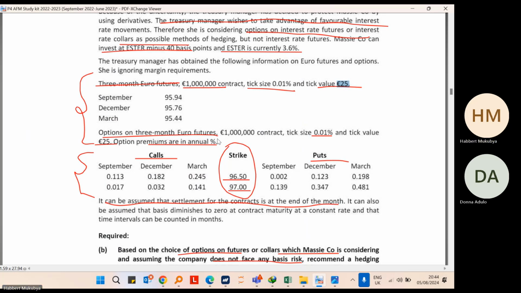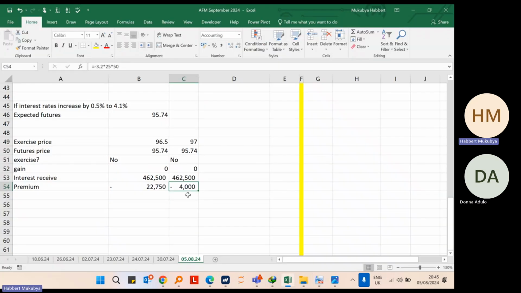Okay. Now, the way you do it here, you are basically getting the basis points. And you know each tick size is 0.01. If you divide this one by 0.01, you end up with 3.2. Then that 3.2, you multiply it by the tick value of 25 pounds, and then you multiply it by the contracts, which is 50 contracts. Yes, so that's how we get this 4,000.